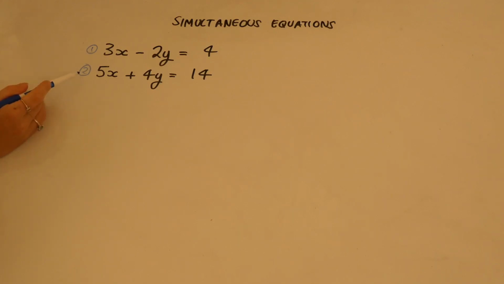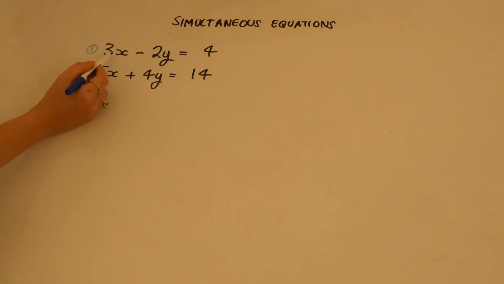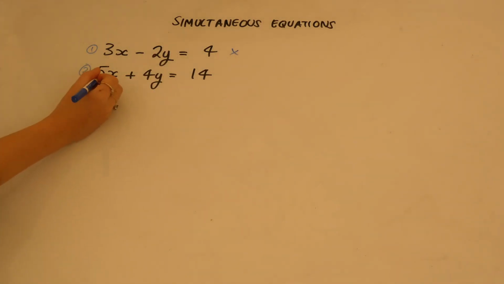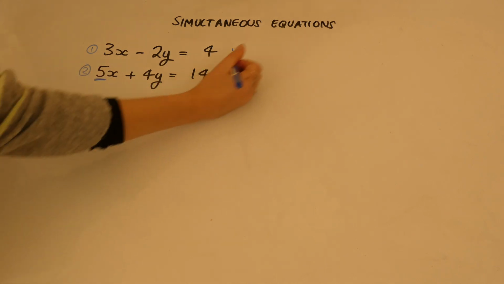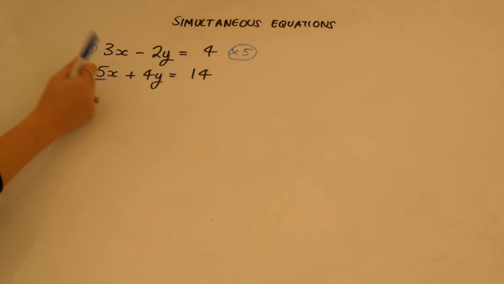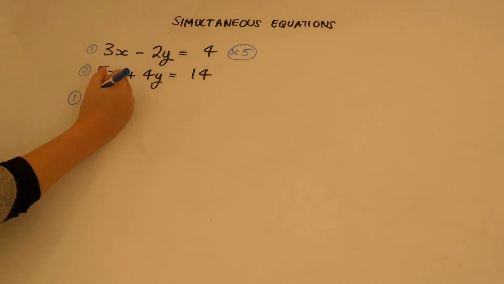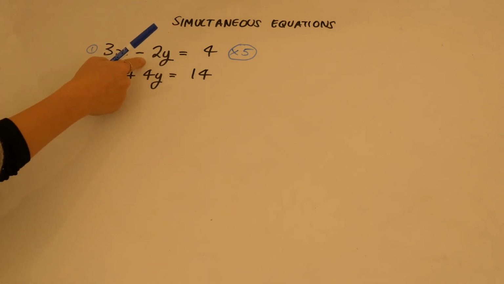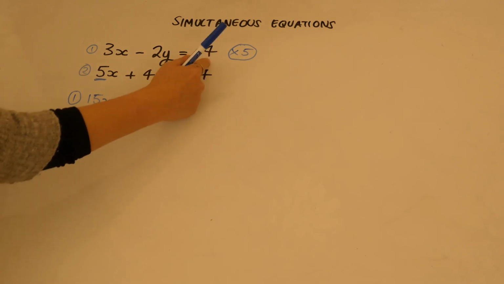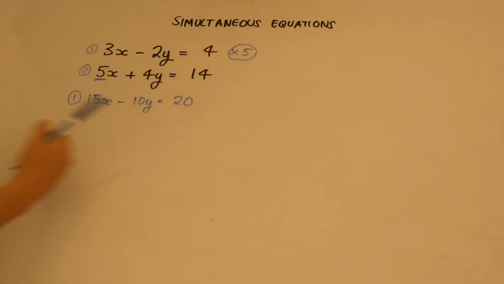So let's pick a term, and let's go ahead and pick x. So what we have to do, we've got to get 3x and 5x to match. So to equation 1 then, all we have to do is multiply it by the coefficient in front of our x in equation 2, which is just 5. So we're going to go ahead and multiply all of equation 1 by 5. So we get 3x times 5, which is 15x, and minus 2y times 5, which gives us minus 10y, and then 4 times 5, which is just 20.